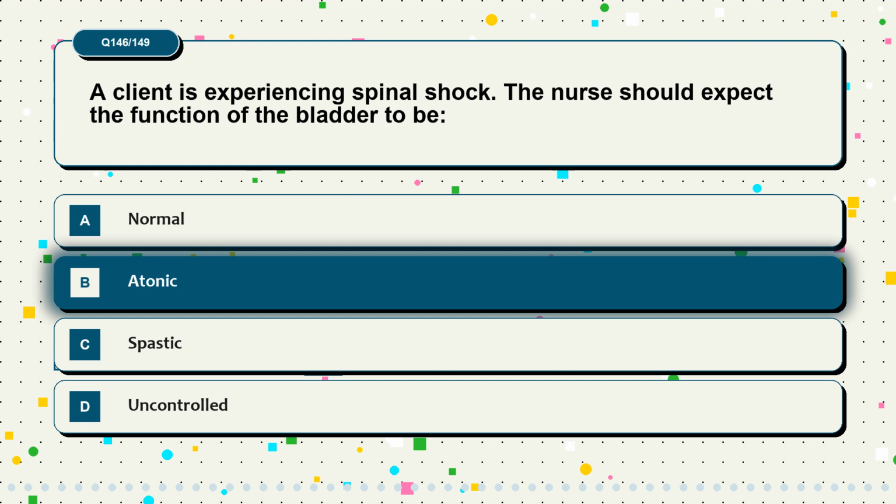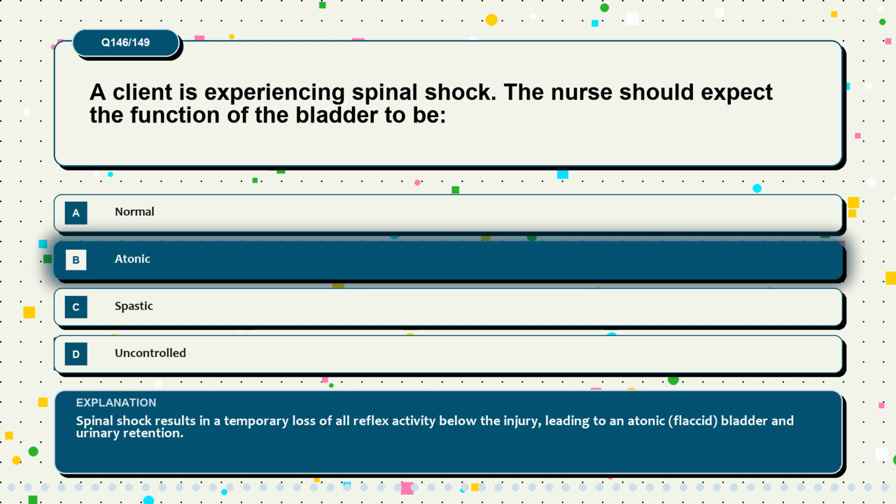The correct answer is option B. Atonic. Spinal shock results in a temporary loss of all reflex activity below the injury, leading to an atonic flaccid bladder and urinary retention.